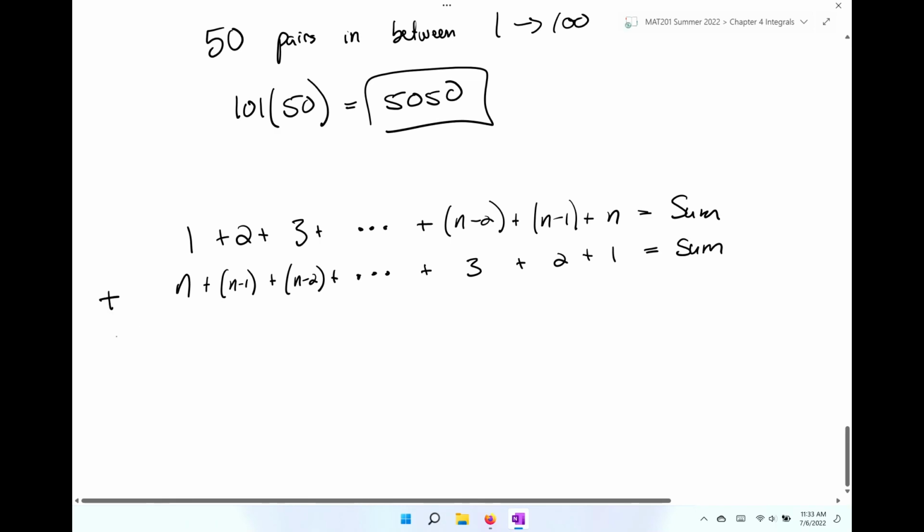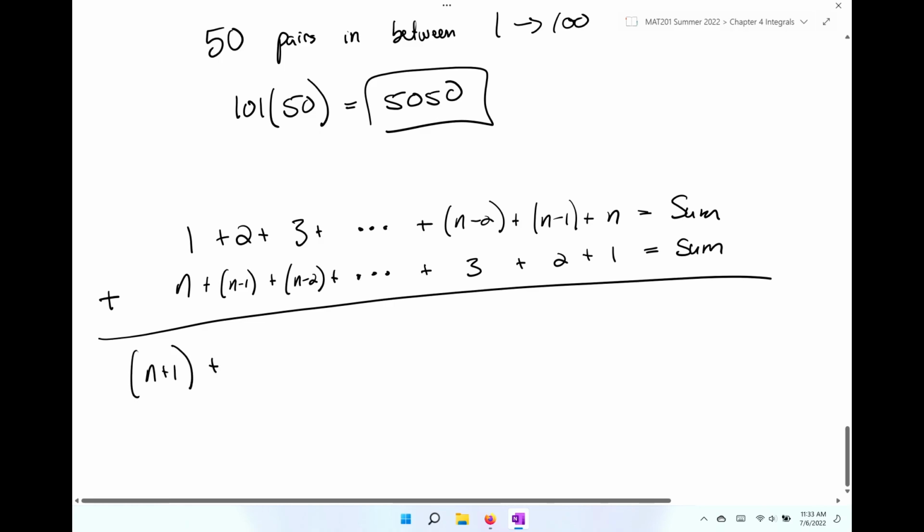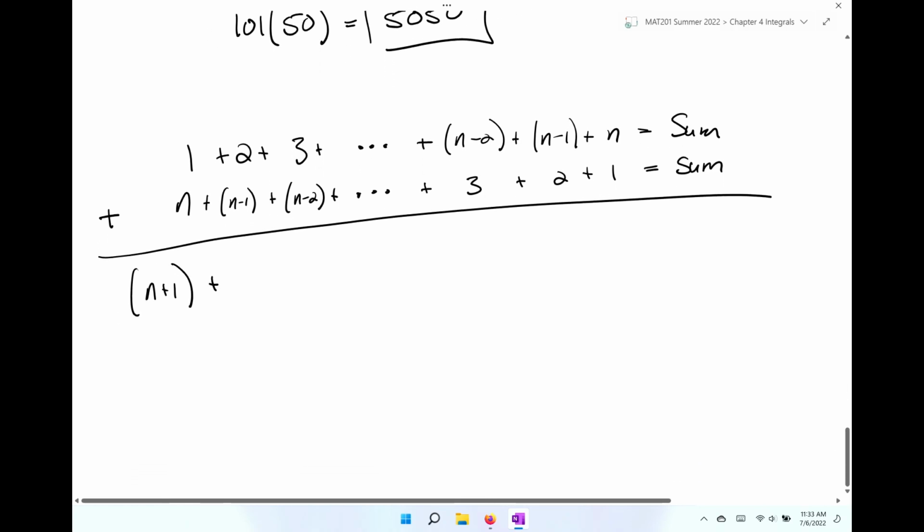And he added these two equations together. And notice when you add these two equations together, you're going to get n plus 1, and I'll do it for the first one here. Underneath, you got 2 plus n minus 1. Well, that's going to be n plus 1. And if you keep doing that, you will always get n plus 1, no matter what you do.